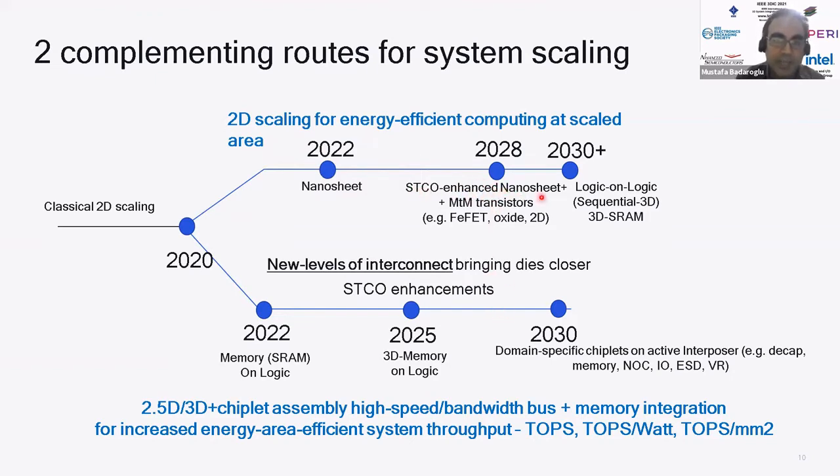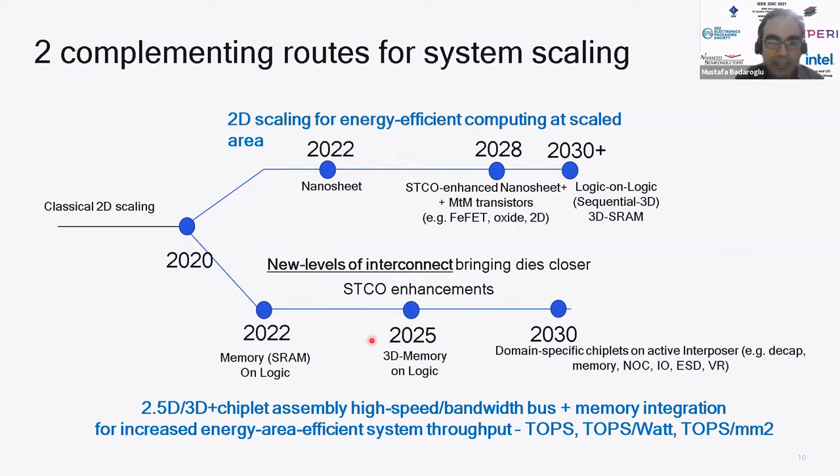So STCO enhanced nanosheet, basically 3D compatible nanosheet. And then going to the more logic application beyond 2030. So in the 3D, which is not actually an alternative solution, it's really a complementing solution, because memory is strongly decoupled from the first row here for the logic scaling, and the memory needs to be connected.